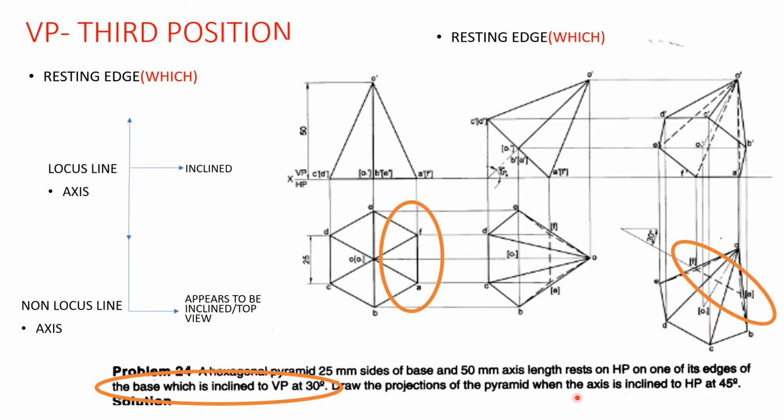So second position, axis is inclined. So now at least you need to think, what is inclined? Did they mention axis is inclined? No. That means you need to think and go for the resting edge. That is what is very important. You need to take your own time to read the problem and make sure that you are going to take up the required data. That's the first condition.